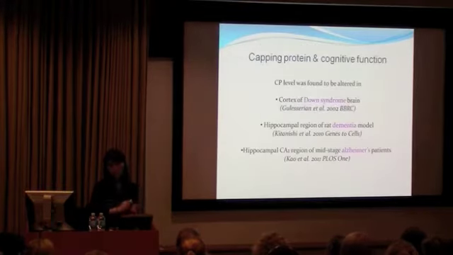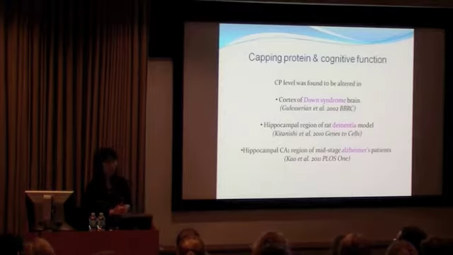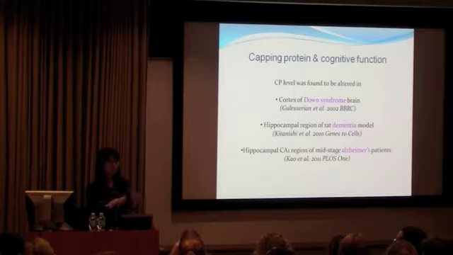Although we don't have much information about capping protein in synapse yet, there are sporadic reports about capping protein level was found to be altered in Down syndrome, dementia, or Alzheimer's. This indicates capping protein may be important for cognitive function, and we think our study regarding capping protein in synapse development may help elucidate some mechanisms on the cognitive impairment in the future.